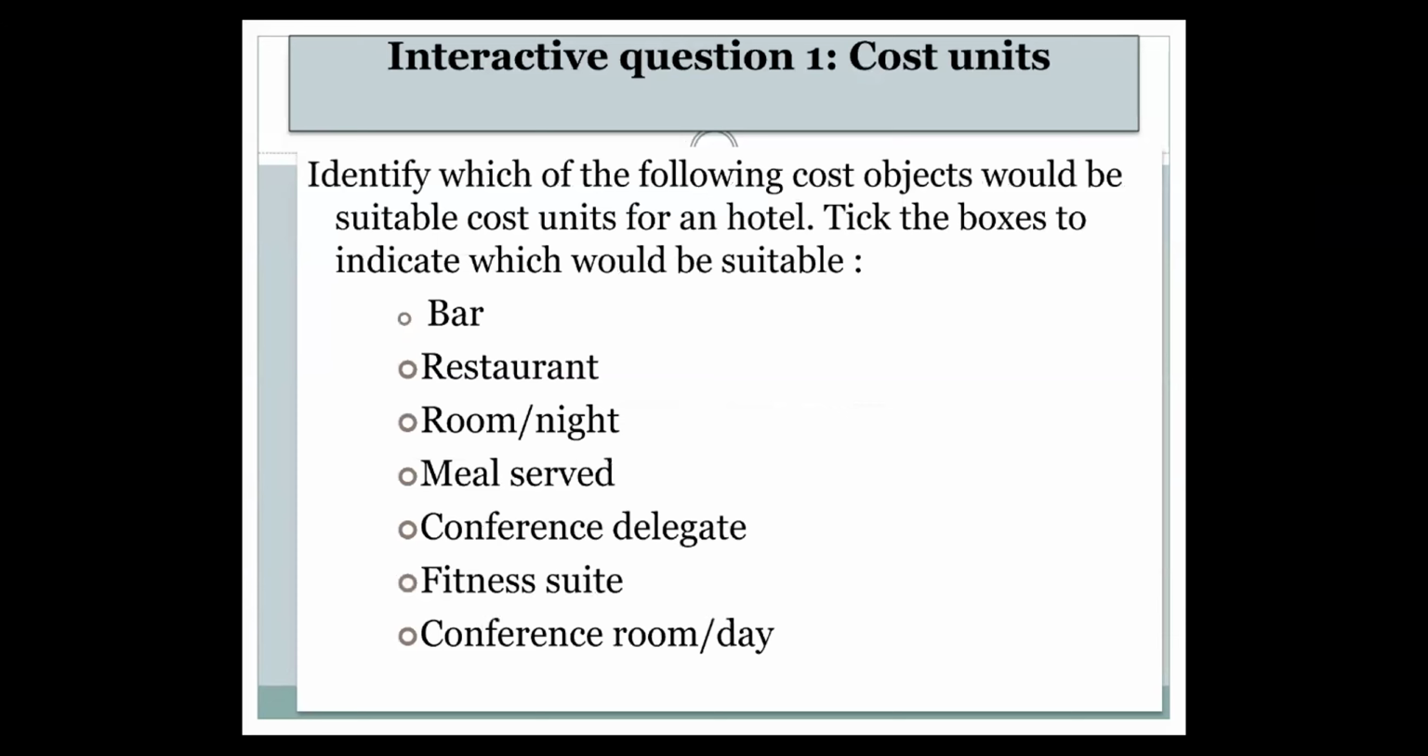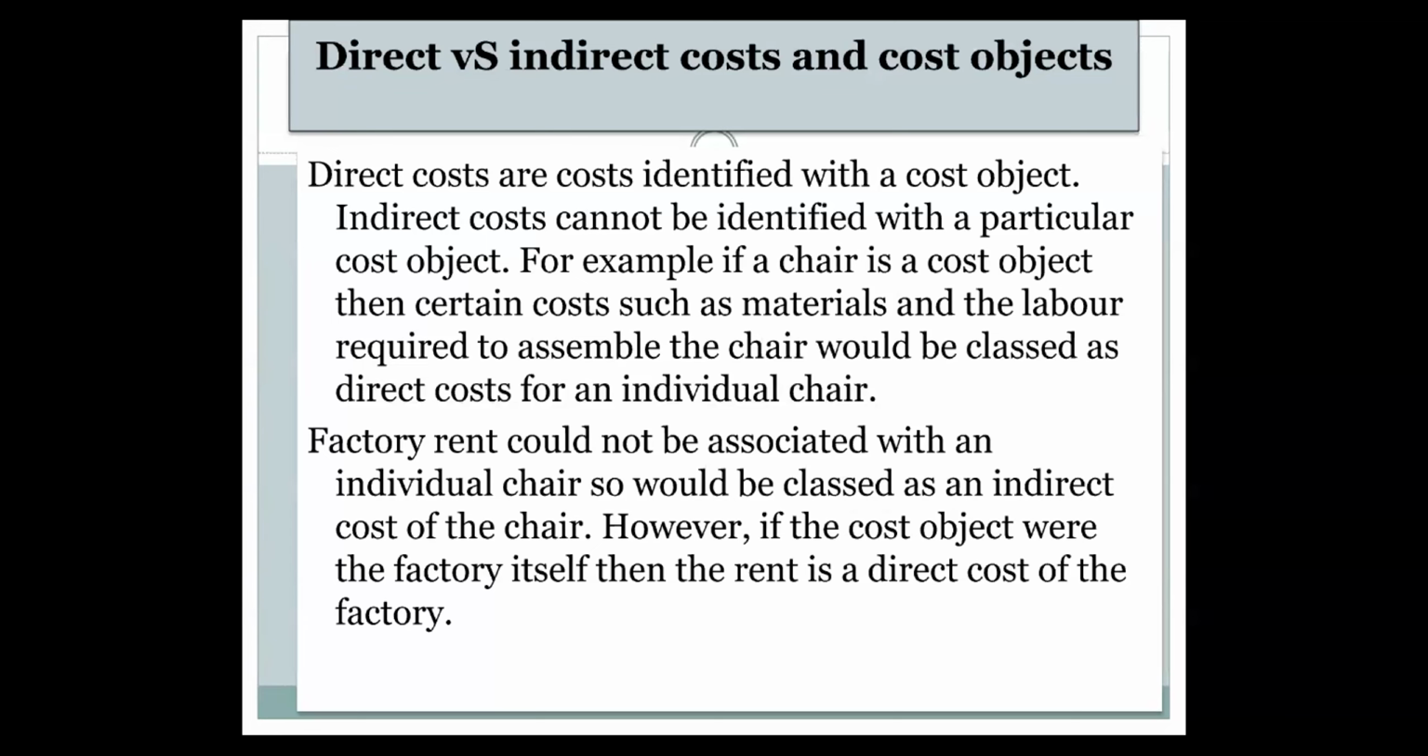So in my last class, the last question was to identify the cost unit from the multiple options given below for a hotel, right? And we selected the room and night. And the next point was direct cost versus indirect cost object. As we know, direct cost is always identified with a cost object, and indirect cost cannot be identified with a particular cost object.